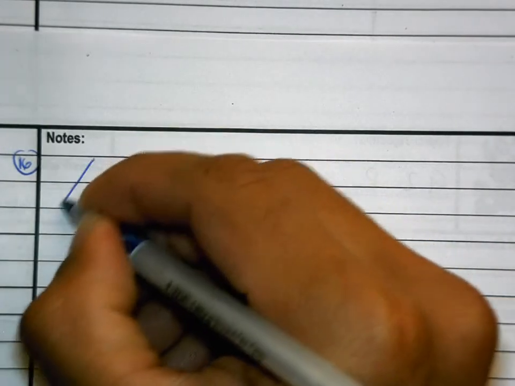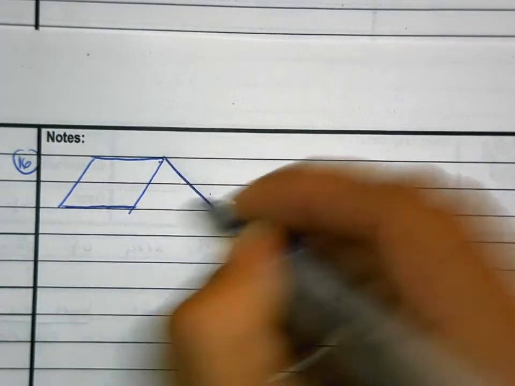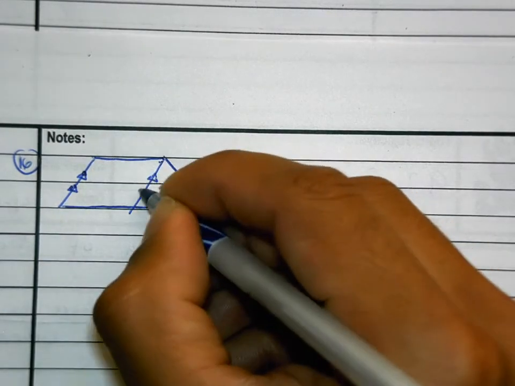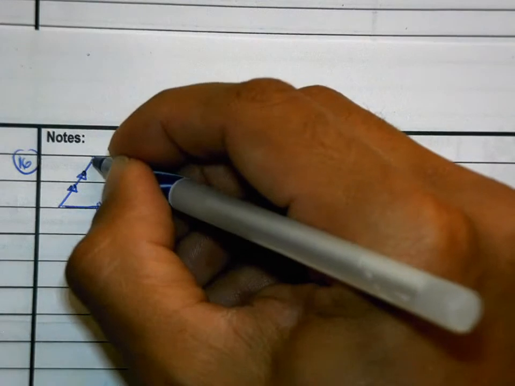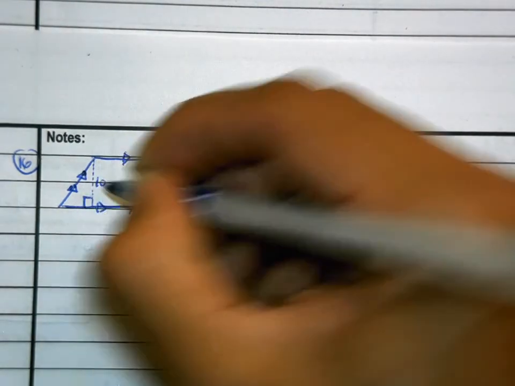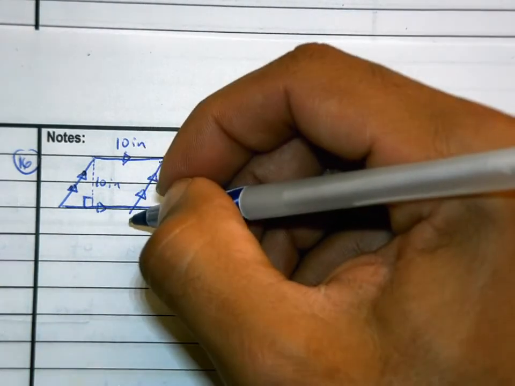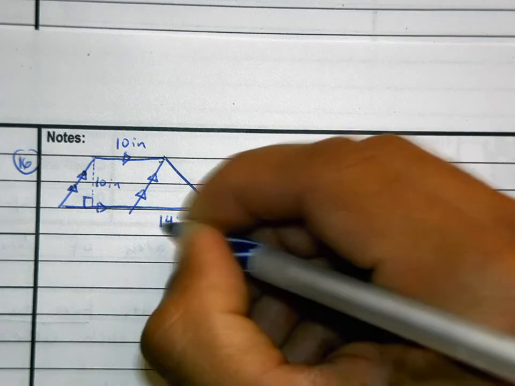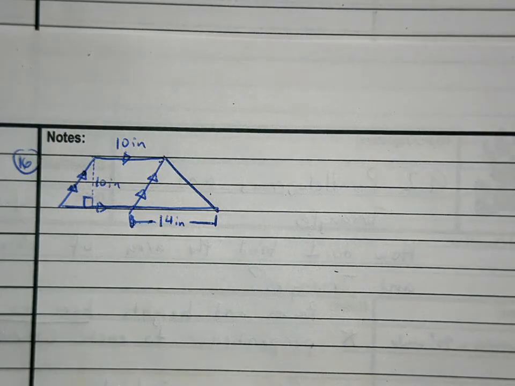16 looks like this. It has an arrow and an arrow, and an arrow and an arrow. Dot, dot, dot, dot, dot. Perpendicular, 10 inches. 14 inches is from here to here. And it says find the area of each figure.